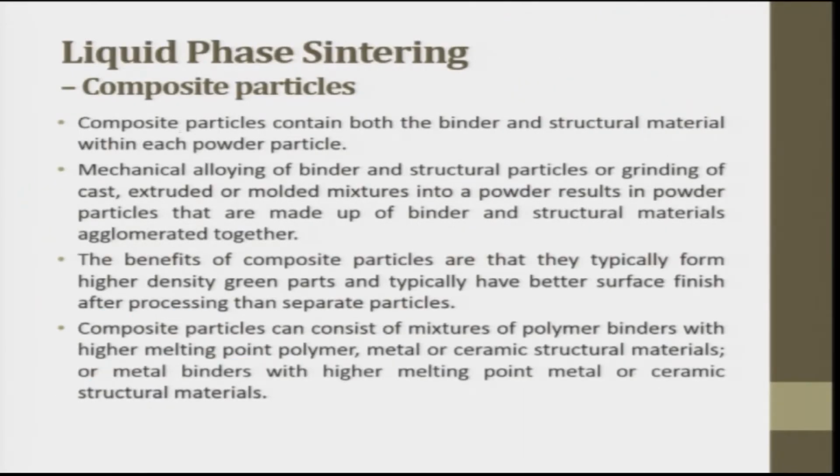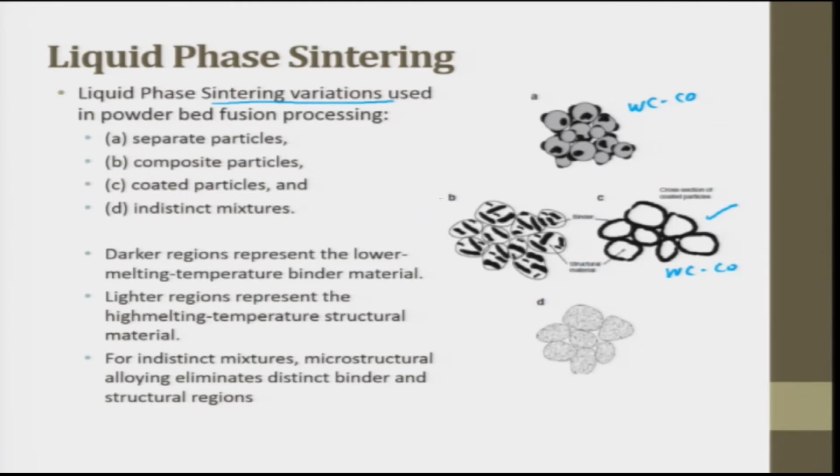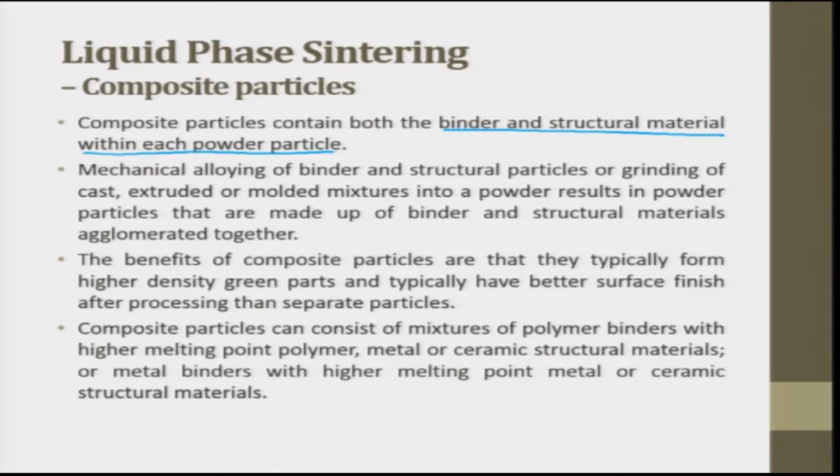Composite particles. The composite particles contain both the binder and the structural material within each powder particle. Let us see the figure: B is the composite. These are binders which are inside the particles. Mechanical alloying of binder and structural particles, or grinding of a cast, extruded or molded mixture into a powder, results in powder particles that are made up of binder and structural material agglomerated together.